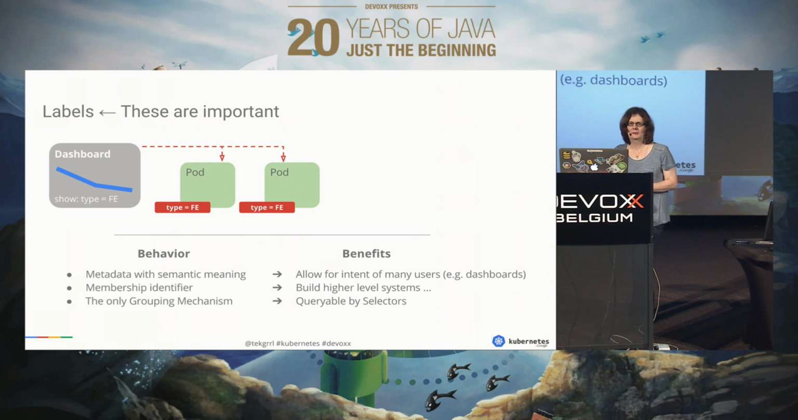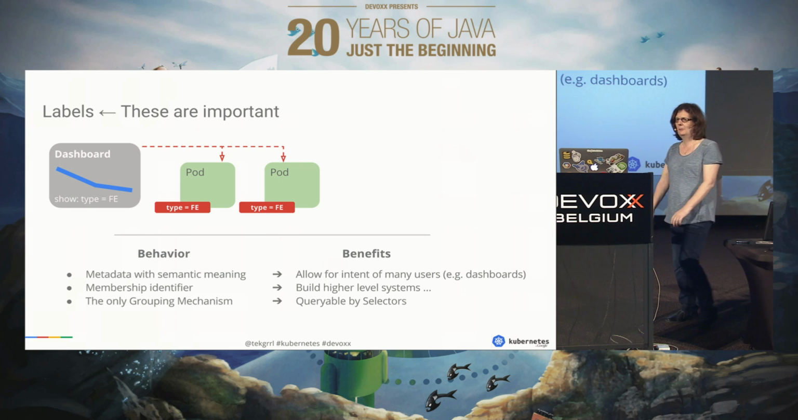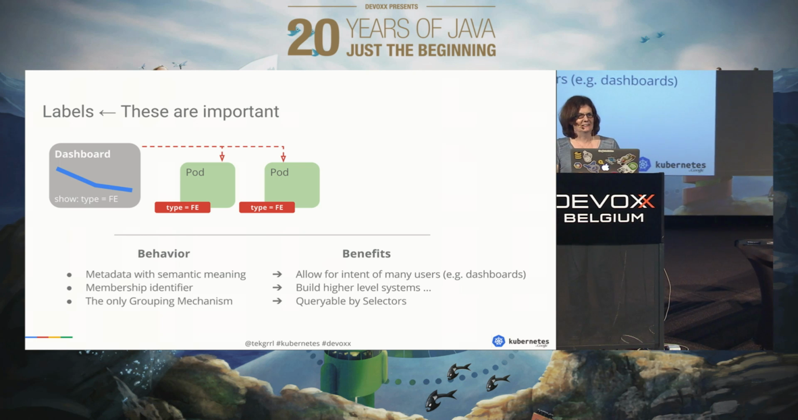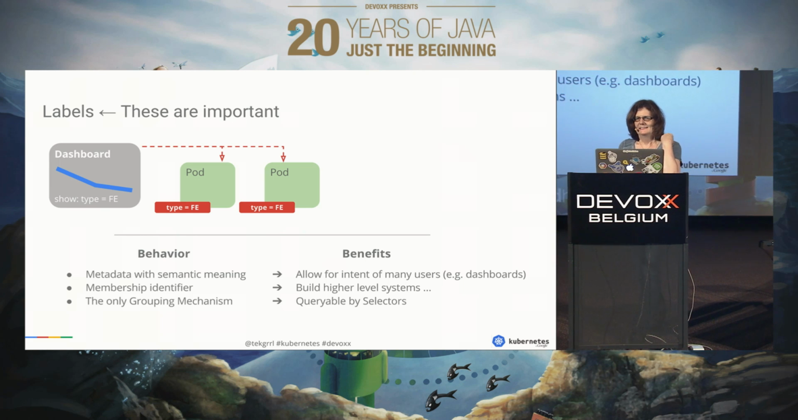So let's quickly talk about groupings as well, because we need to know these things to understand what we're looking at when we get to the demo. Otherwise, the demo will make absolutely no sense, just like it doesn't to me at the moment. Hopefully it does. So labels.